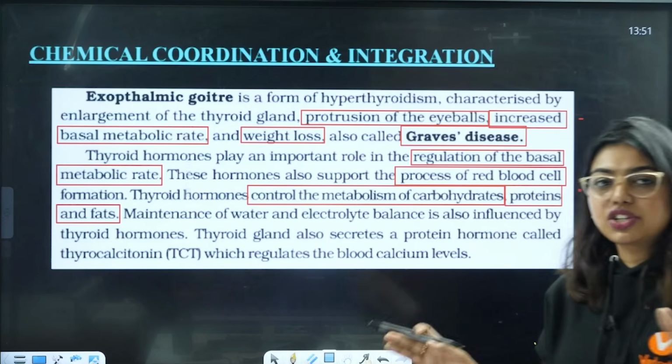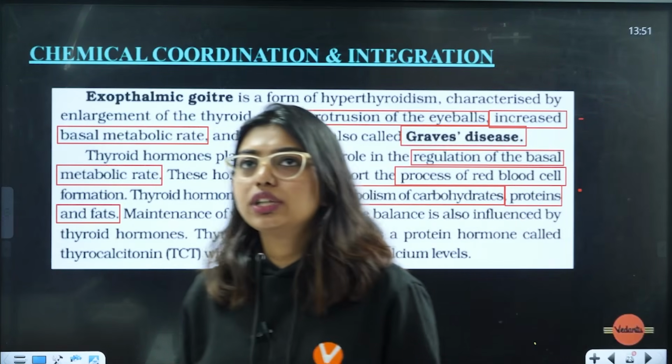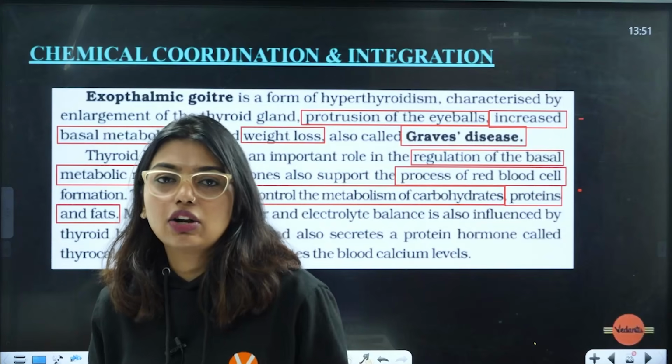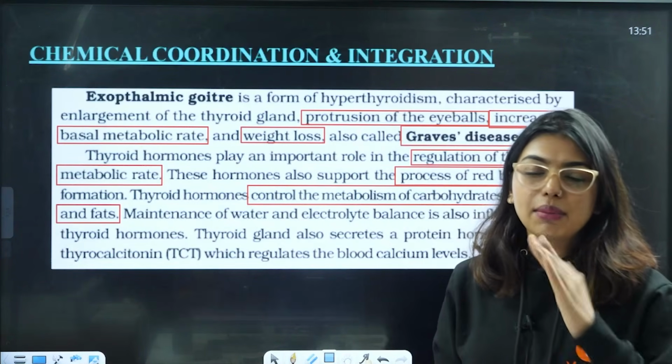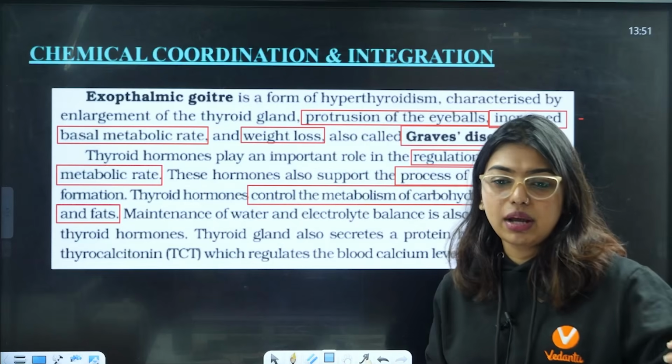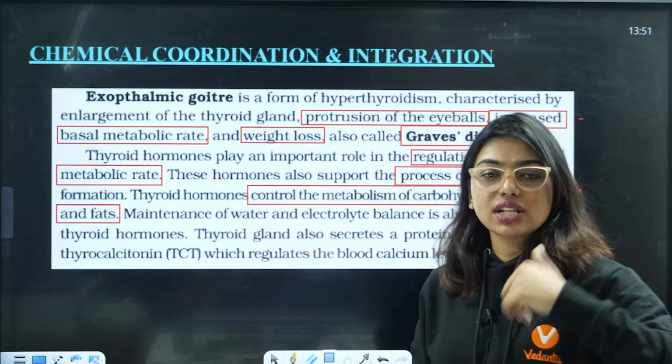And students, there's no age limit. You can also check your thyroid. Don't think that I am 17, I am 18, I will not have thyroid problems. Nothing like that. Hypothyroidism can come anytime, and especially if it is already in your family, like your mother or father has it, then the chances are much higher.